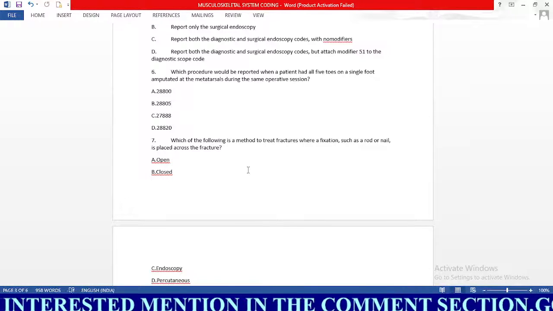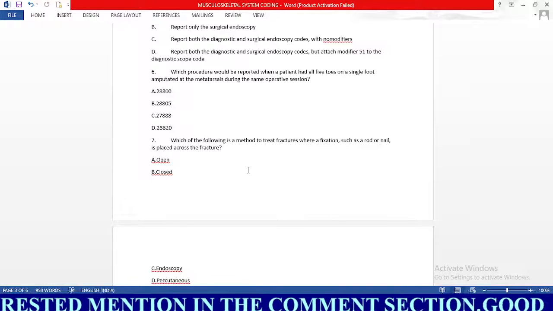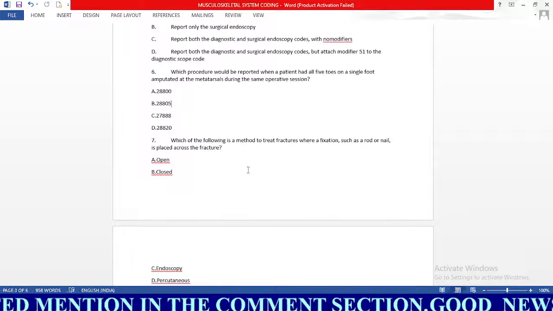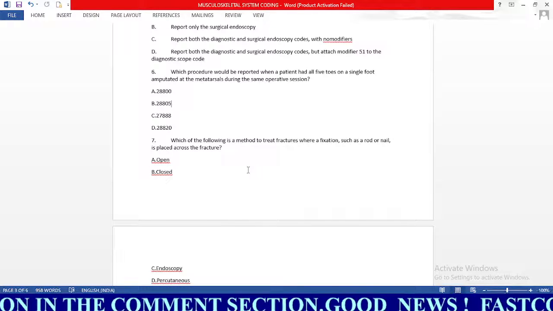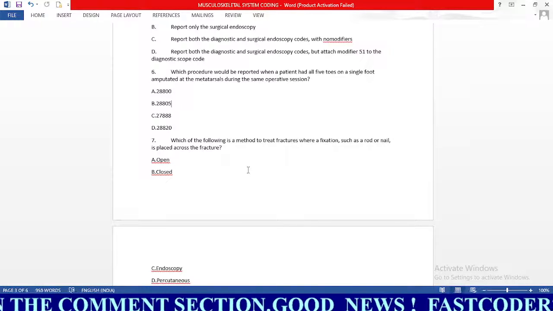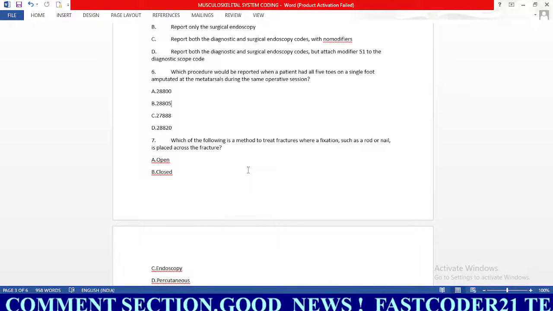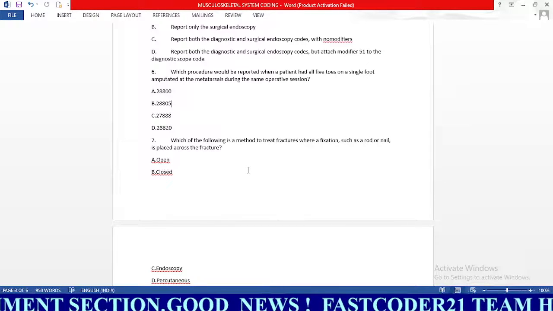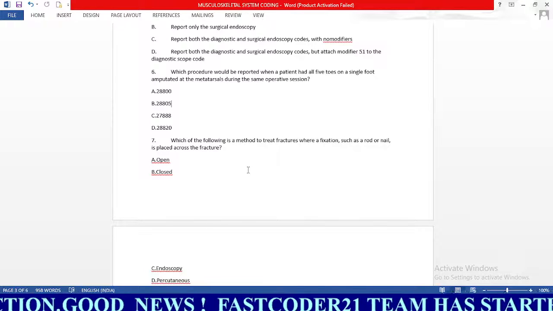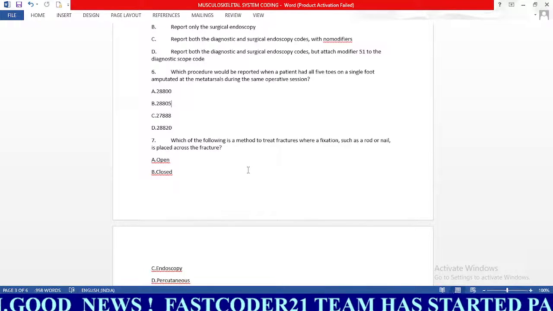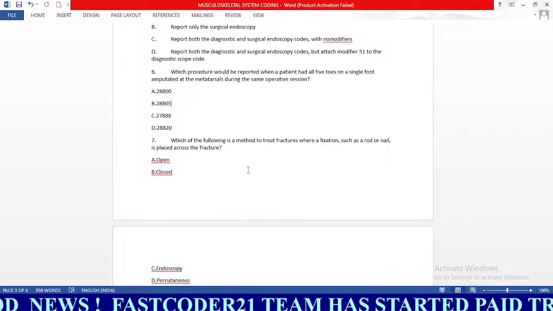D is wrong, Sarika. B is the correct answer. D is for the metatarsophalangeal joint. Here the physician performed only a metatarsal amputation. You need to remember that metatarsal is different from the metatarsophalangeal joint.